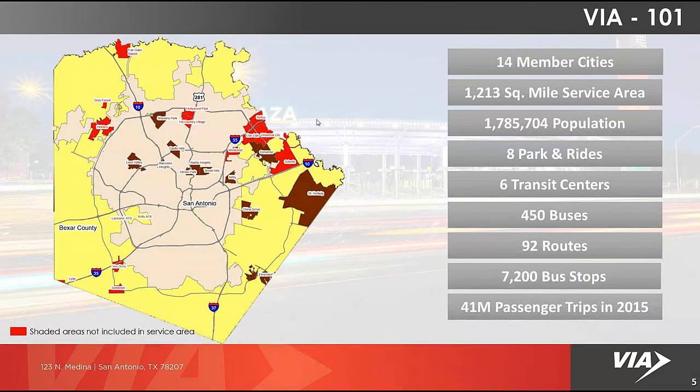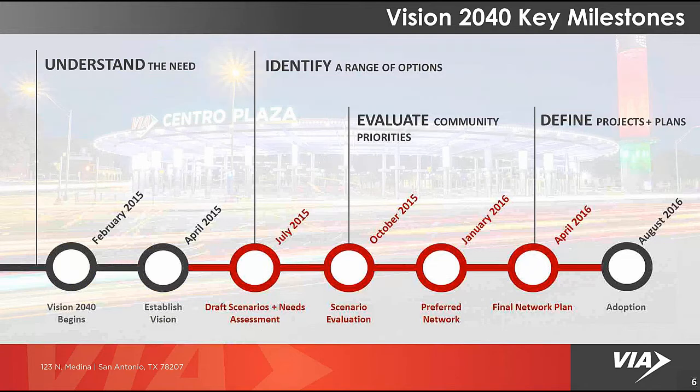A little information about VIA. We have 14 member cities, the largest one being the city of San Antonio. We serve over 1,200 square miles in service area and 1.7 million in population today. We have a fleet of 450 buses, 92 routes, 7,200 bus stops. We are an all bus system.